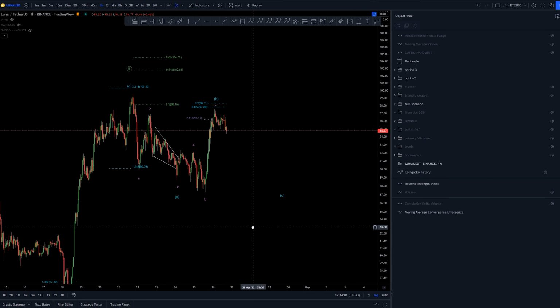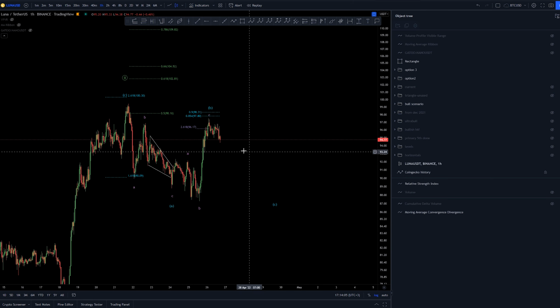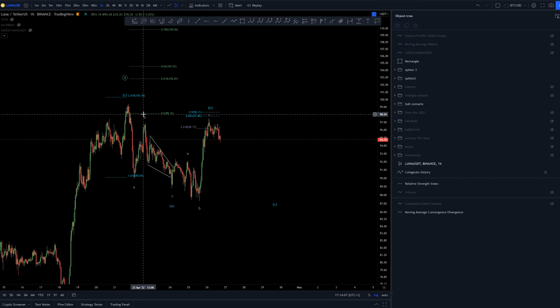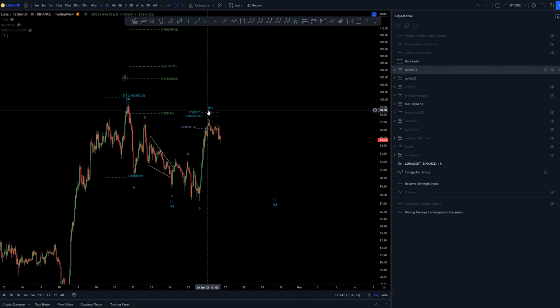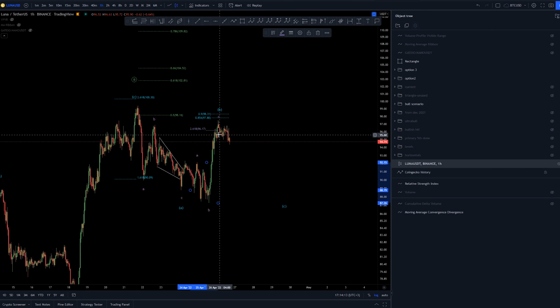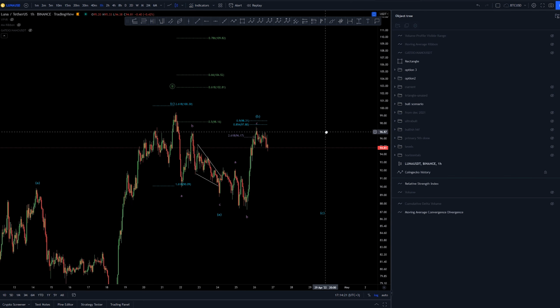So to me this looks like some kind of corrective structure. However, again, this to me looks like ABC or a 3-wave move down here. This could be another ABC up here, with the C wave having gone above the 2.618, but not much, so we can still allow that.